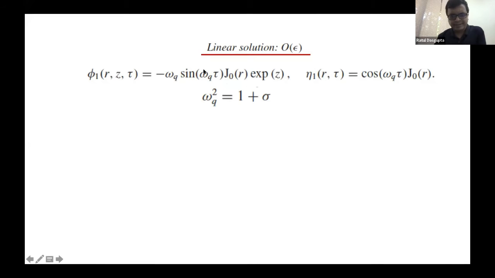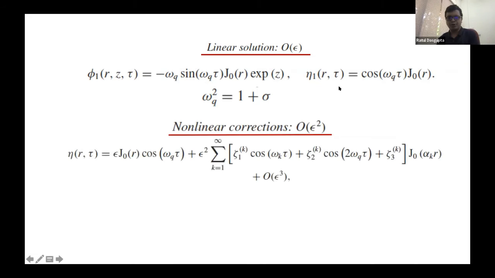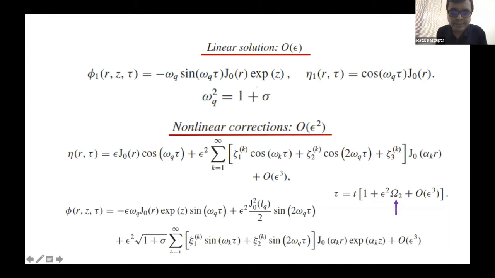So this is not very interesting because this does not contain anything of what we observe at large values of epsilon. So we obviously need to go beyond linear order in epsilon. So now we ask, what are the nonlinear corrections at order epsilon square? And it turns out that the nonlinear corrections are quite complicated. Okay, so broadly they have the following structure.